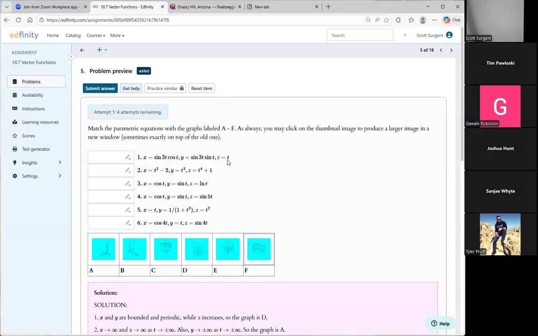Now z is t, which is just simply going to increase in the direction of z. It's basically, well, I don't know how to put it. It's increasing linearly. I bet you it's d.